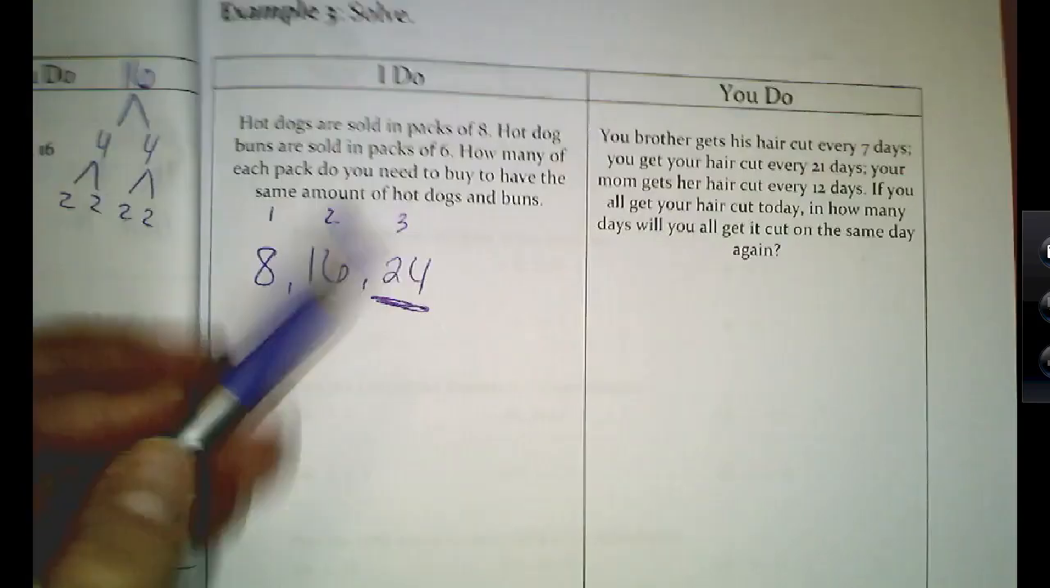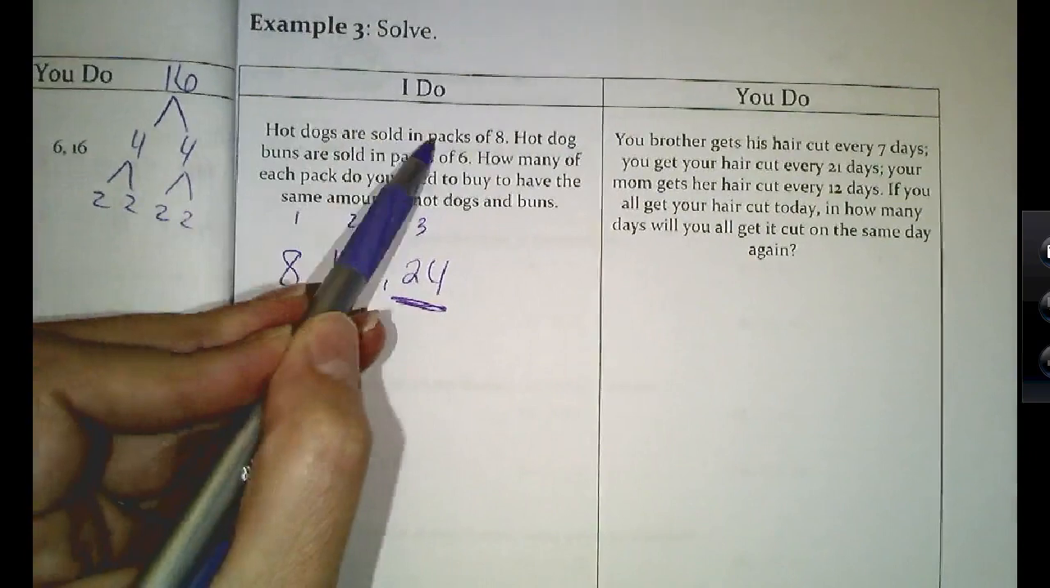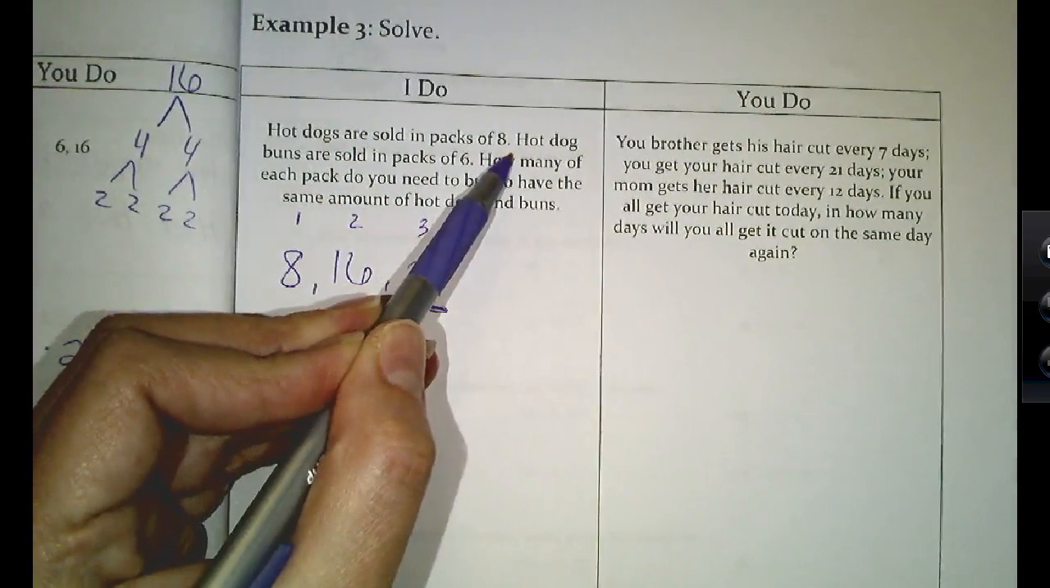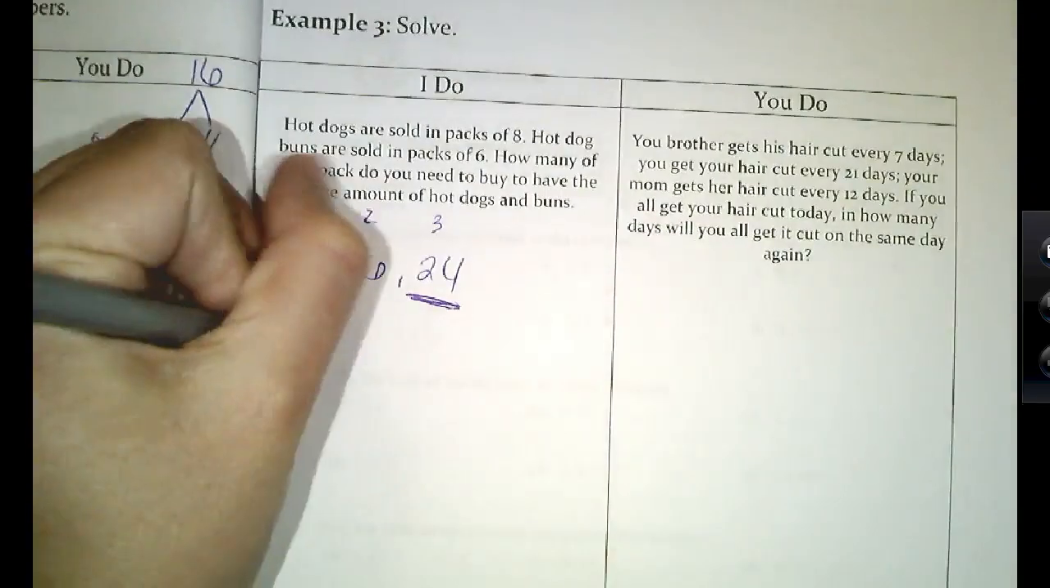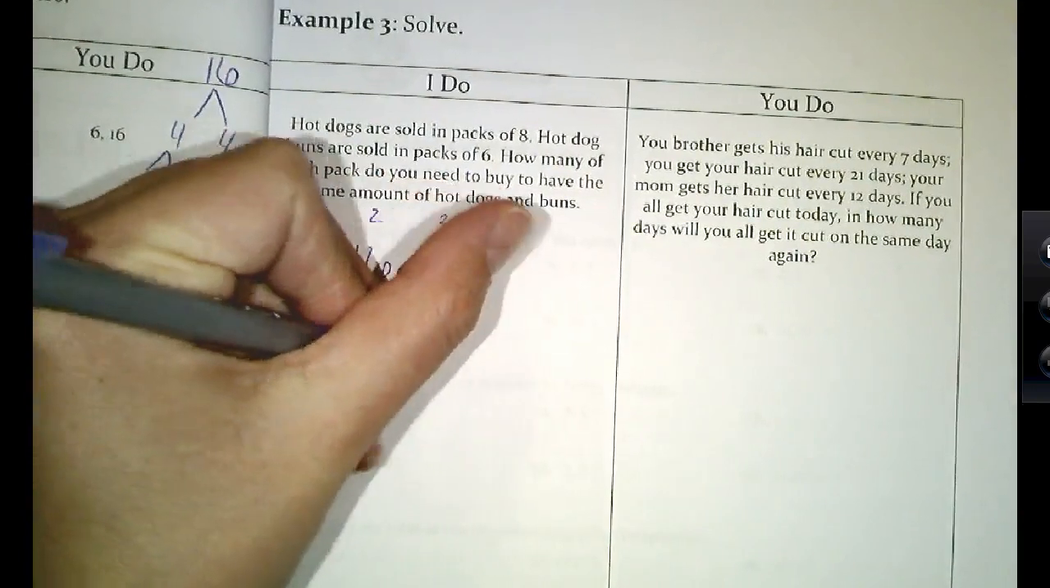So if I have 24 hot dogs, and hot dogs are sold in packs of 8, how many packs am I going to buy? 3 packs. Very good. We're going to buy 3 packs. I'm going to write 3 packs hot dogs.